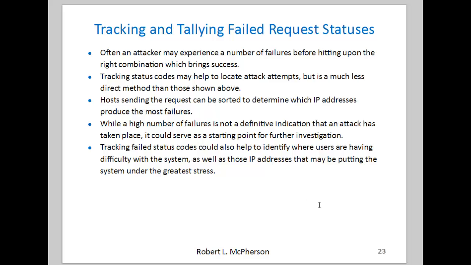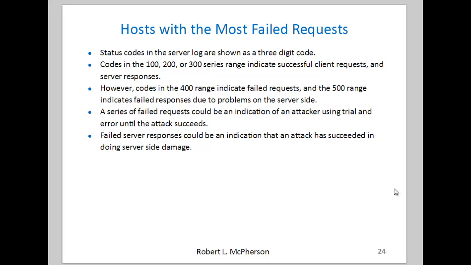Let's move on to tracking and tallying failed request statuses. Often an attacker might experience a number of failures before hitting on the right combination, which brings success. This isn't necessarily an indication that an attack has taken place, but it could be a good starting point for further investigation. Now we're going to look for hosts with the most failed requests. Statuses of 100, 200, or 300 series ranges indicate successful client requests and server responses. However, those statuses in the 400 range or 500 range are failed requests. 400 tends to be client side, and 500 would be problems on the server side.